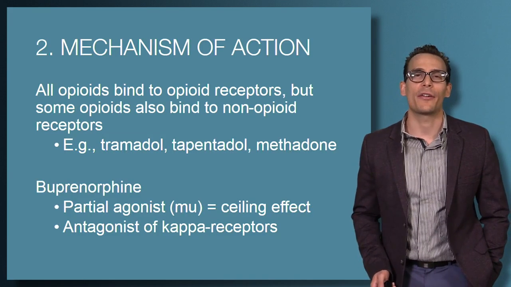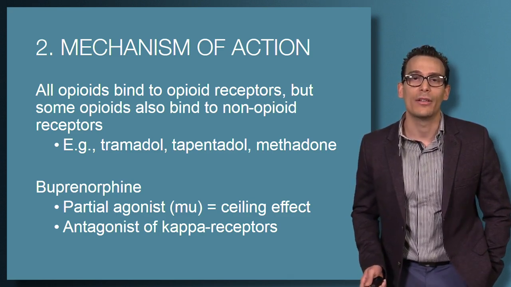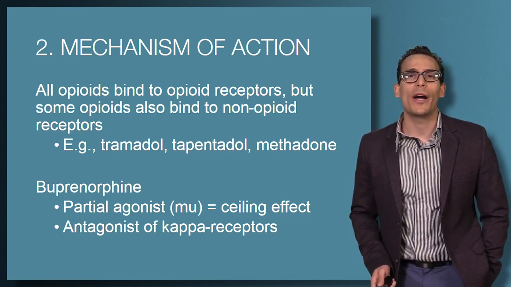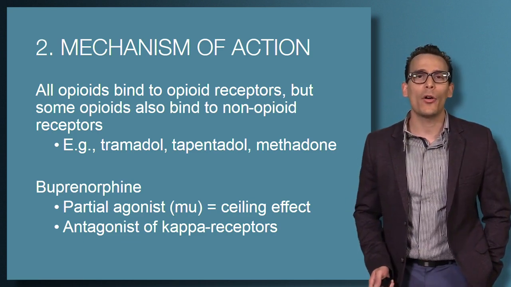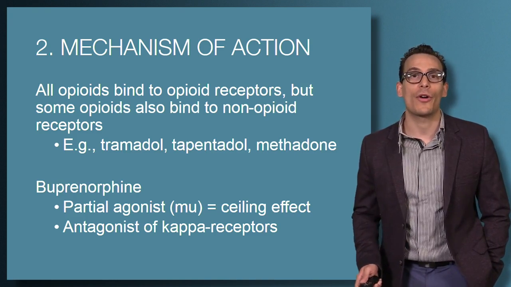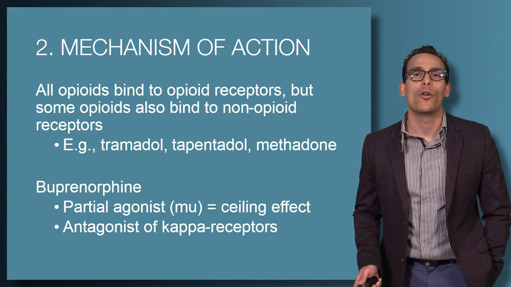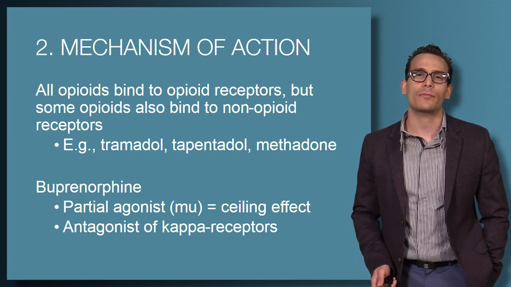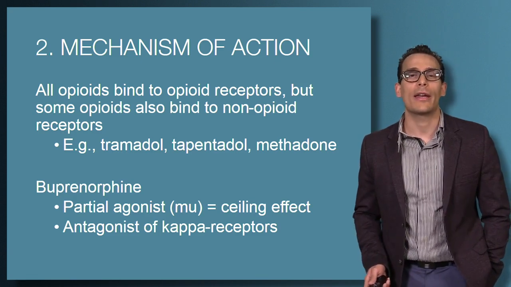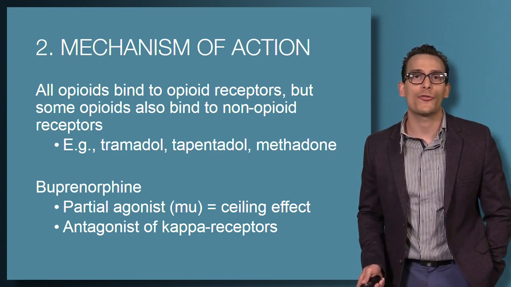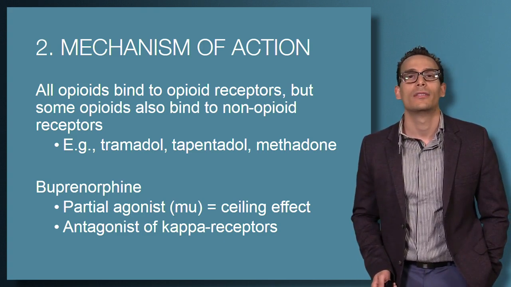The second variable to consider when selecting an opioid is the various mechanisms of action. Although all opioids bind to opioid receptors, some opioids also bind to non-opioid receptors. Tramadol, for example, also has serotonergic and noradrenergic activity, which may make it an appropriate choice in patients with neuropathic pain or with comorbid depression. These same properties, however, also lead to a lowered seizure threshold, and caution must be exercised if we're going to combine tramadol with another serotonergic medication due to drug-drug interactions.